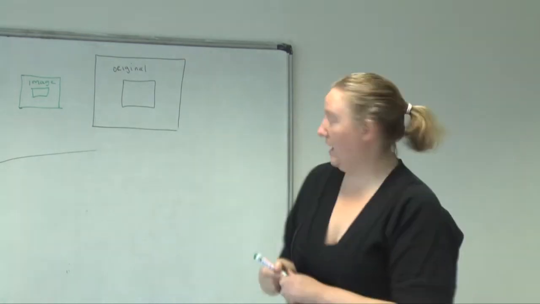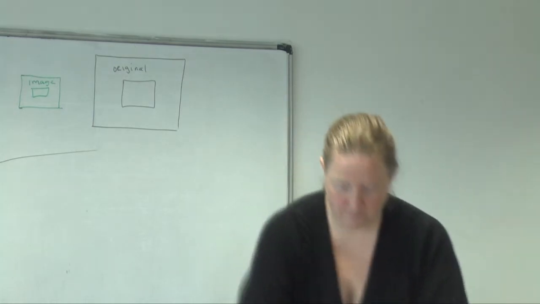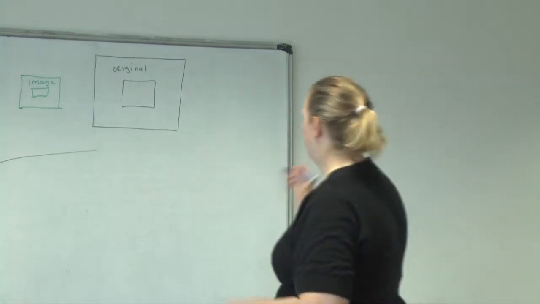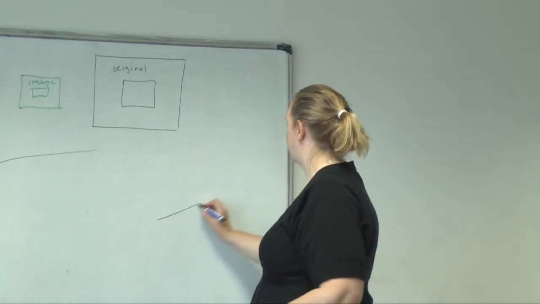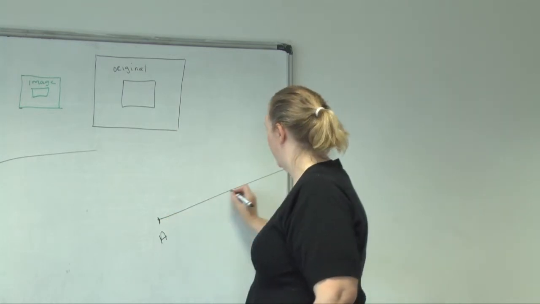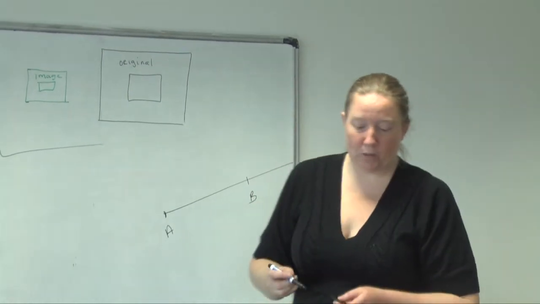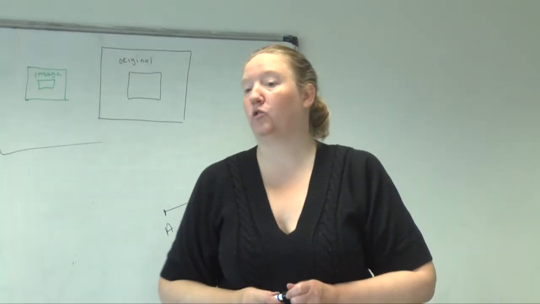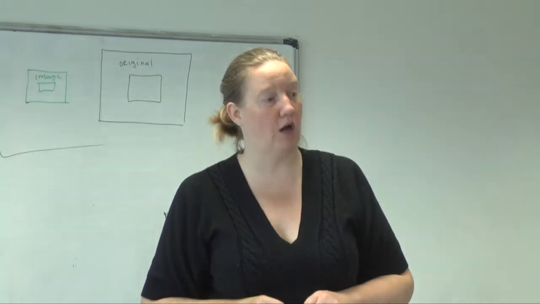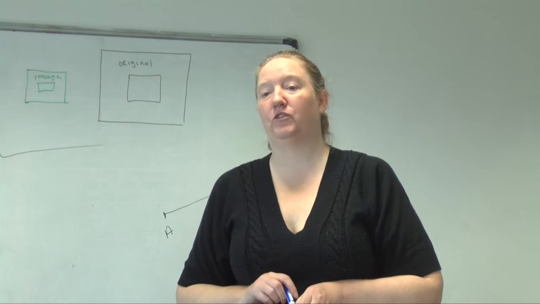They give you a line, so on the slant, and they mark A here and B here. And they say, without using a protractor or set square, that means you have to use a compass, construct an angle of 60 degrees below.